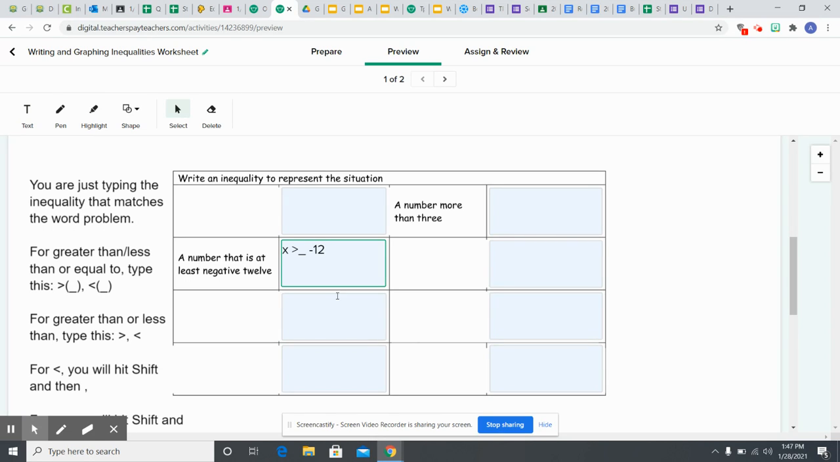All right, so that's the one I'm going to do. You all should be able to do this one on your own. So I'm going to go ahead and go on to the next page.